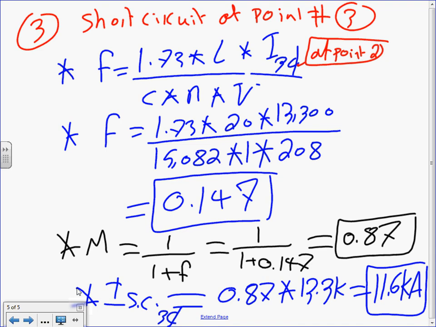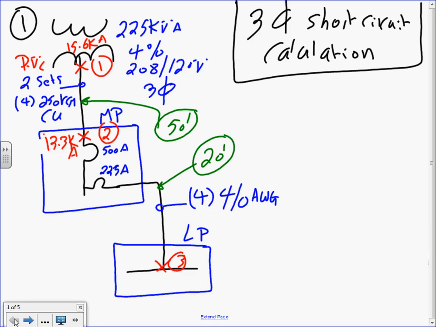So that's how we calculate the short circuit. What I'm going to do, guys, is give you a 5 minute break, and then I'm going to do one more example for a 480 system, and then we're done with the short circuit calculation. Cool? So before I do that, I'm going to go back and put 11.6 at my panel right here: 11.6 kilo amp.